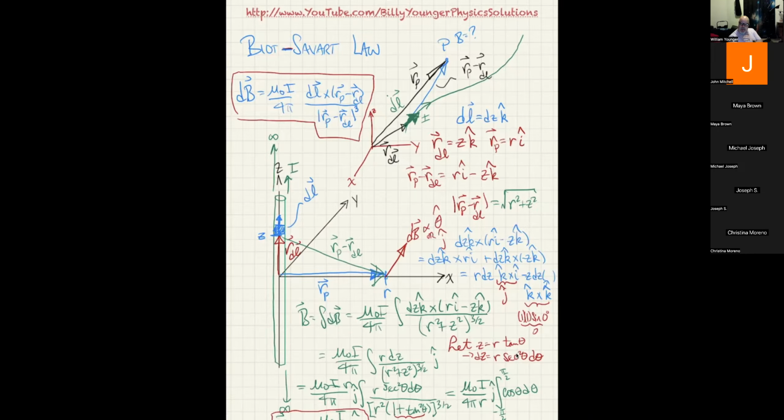Then you've got to compute the magnitude of RP minus RDL using the Pythagorean theorem. Okay. Then you put all that in there. And once you've done that, you've got the physics done. The rest is not physics. The rest is mathematics.